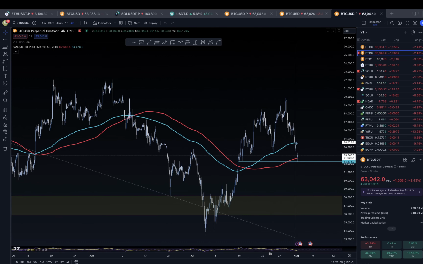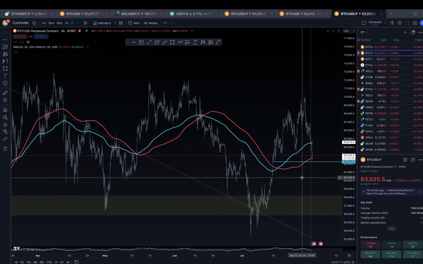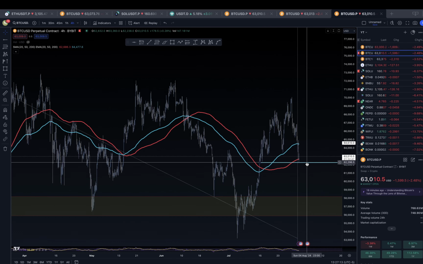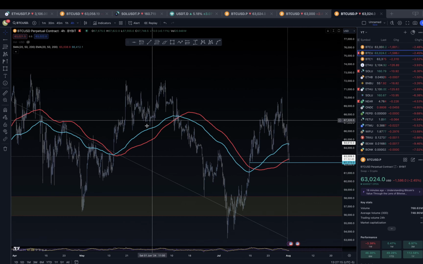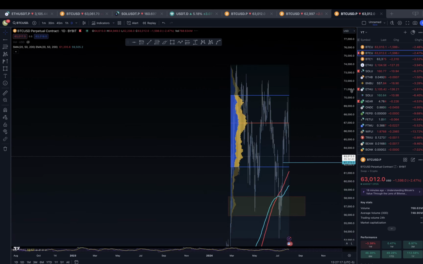So getting some RSI divergence, sweeping some lows, holding the 4 hour MA, all good reasons for me to take a long, with invalidations very clear, and that is if we close the 4 hour under these lows, I will be getting out of this trade. So that's short-term price action.